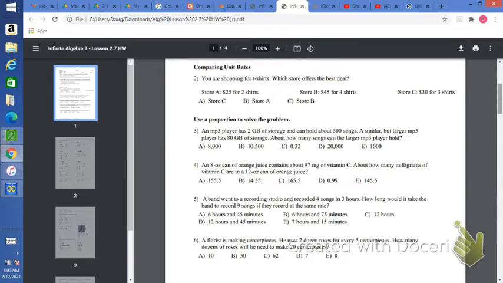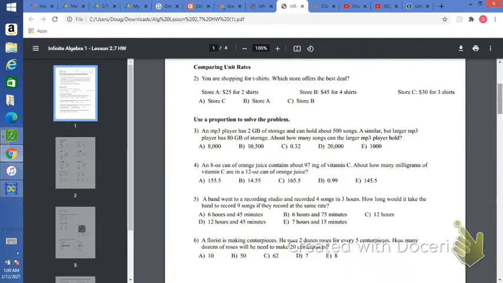Okay, in problem number 2, we're comparing unit rates, and it says you are shopping for t-shirts. Which store offers the best deal? Is it store A that offers 2 shirts for $25? Is it store B that offers 4 shirts for $45? Or store C that offers 3 shirts for $30? We want to set this up and get the proper rate here.